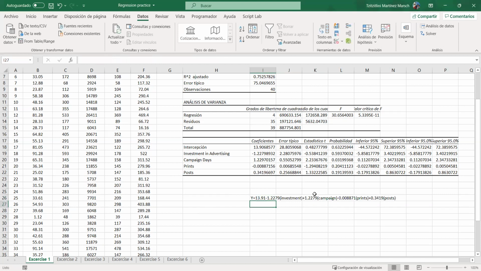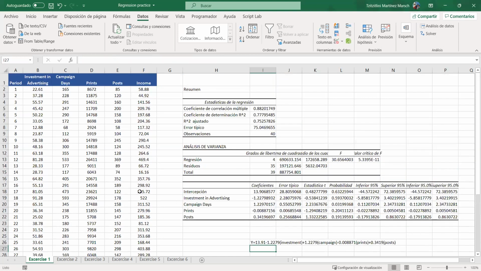Okay, so this is my formula, and once I get my information, it can tell me what's going to happen to my income if I invest, let's say, 60 in advertising, okay? If I invest 60 in advertising for 100 days, I only do 1,000 prints, but I make 500 posts, how much would that be?